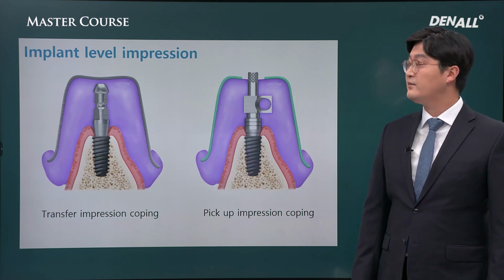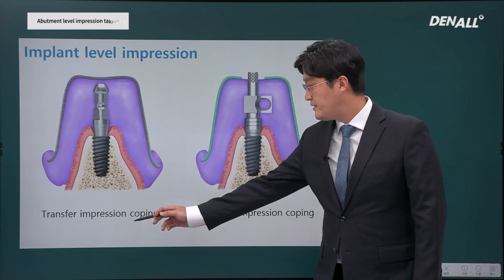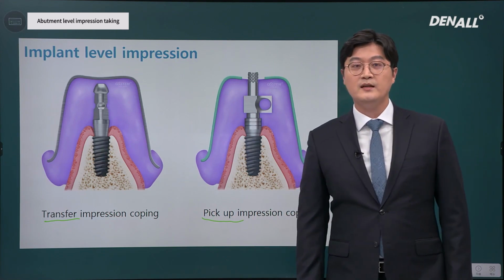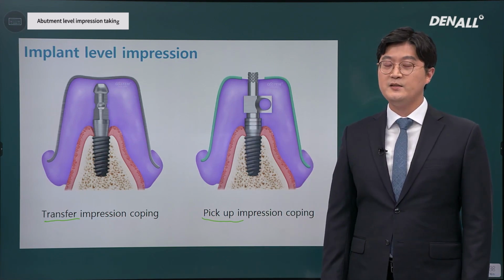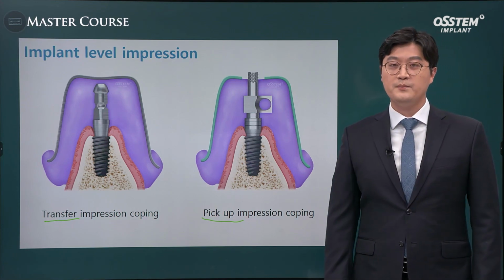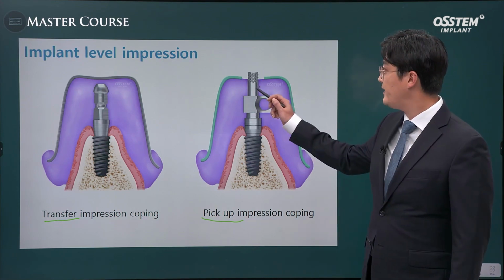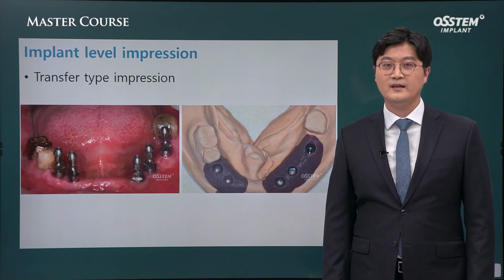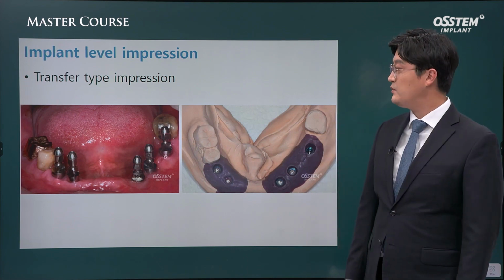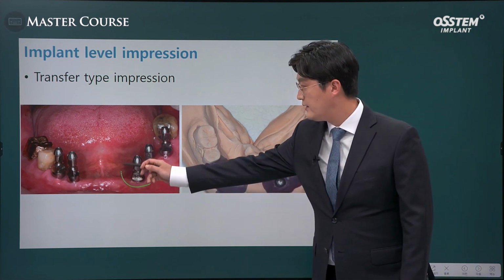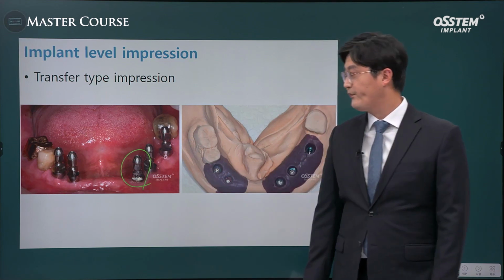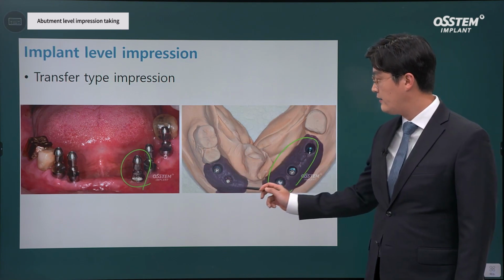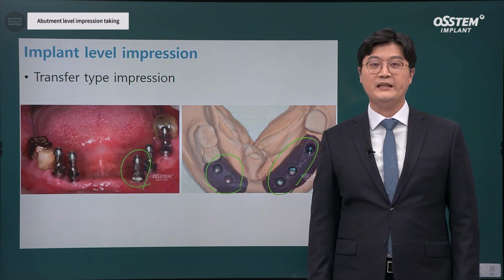Implant level impression. As I said before, there are two types: transfer type and pickup type. The transfer type uses a closed tray, and the pickup type uses an open tray, which has a hole in the tray. If you look here, this is the transfer type. This is connected in the tray, and the implant information is included when the gypsum model is made.